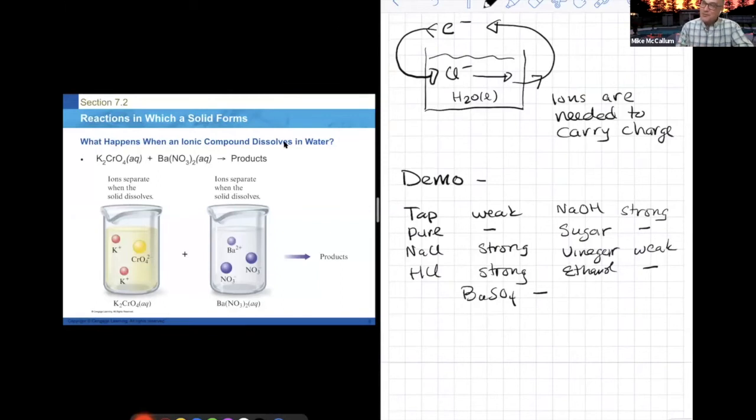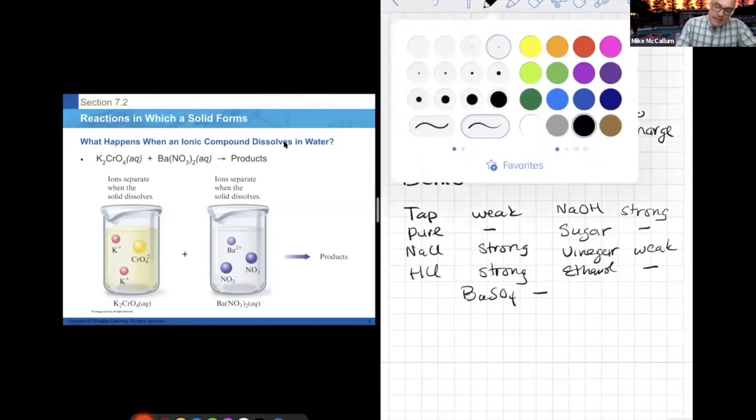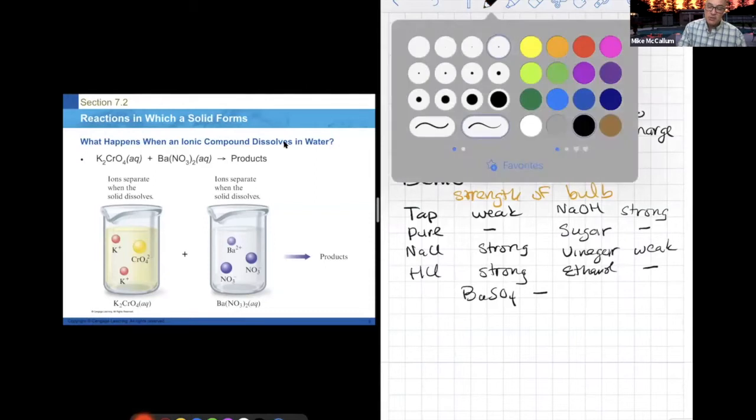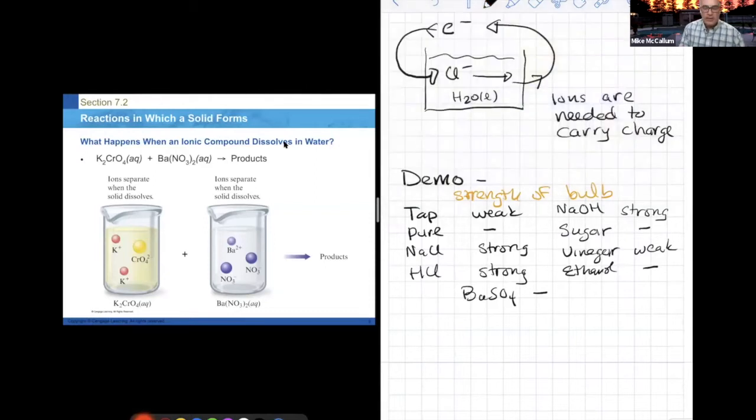So there were some terms that Daniel, I'm assuming that was Daniel, talked about here. I made a little table of the result of his demonstration, and he used some terms here. What I'm writing down here is the strength of the bulb, right? How strong or how bright the bulb was. And he used these terms too. You might have heard him mention weak and strong and so on, or even non-electrolyte.